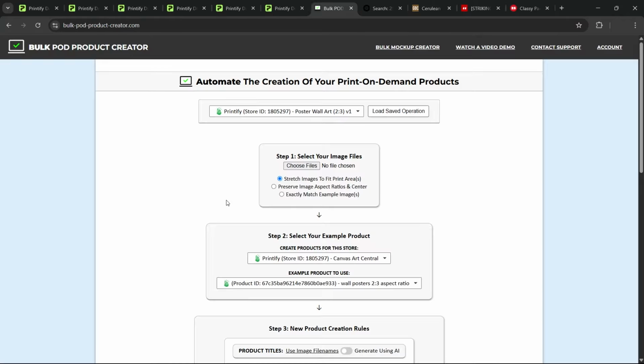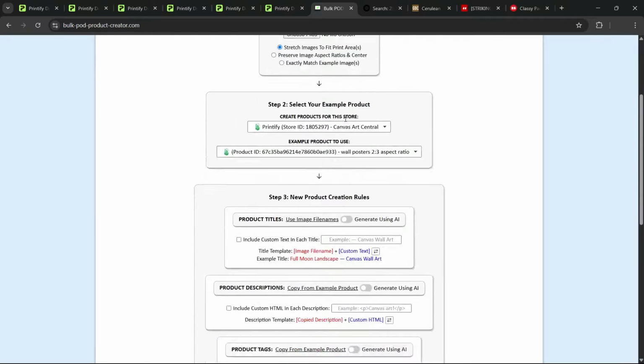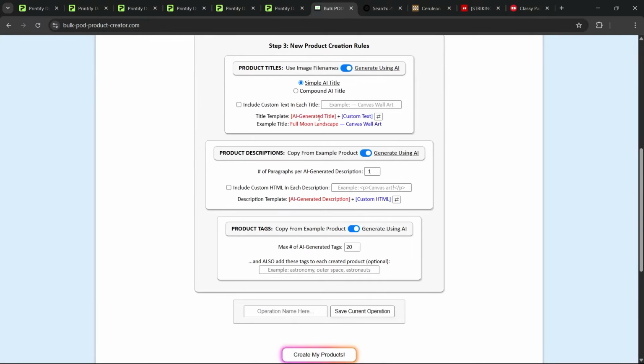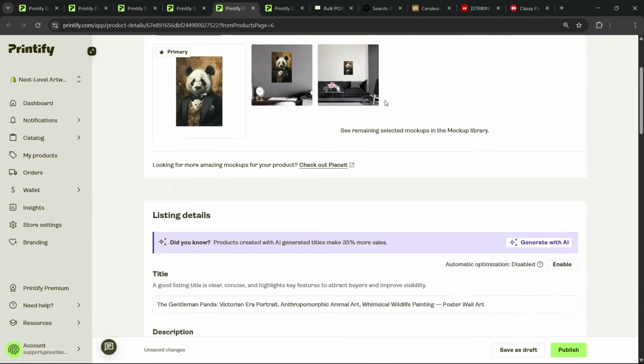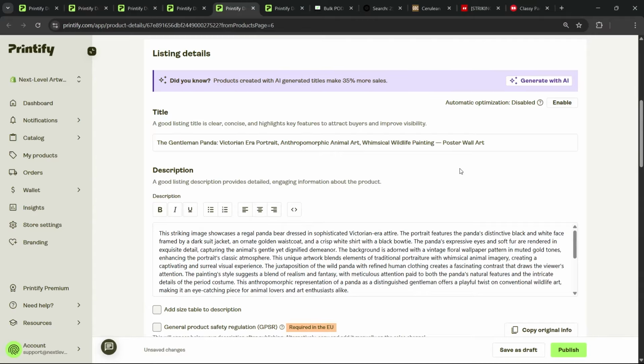As promised, I'm going to show you this automation tool called the Bulk POD Product Creator, which completely automates the creation of your print-on-demand products, including the process of coming up with SEO-optimized titles, descriptions, and tags for each of your created products. So while it's important to do all of this SEO stuff, it's frankly a huge pain in the ass that can get really boring and repetitive.